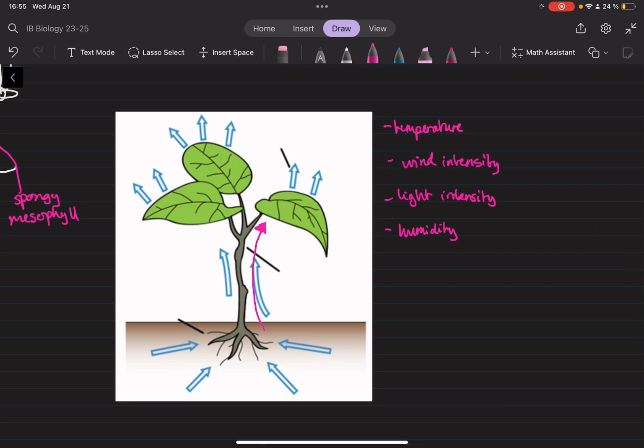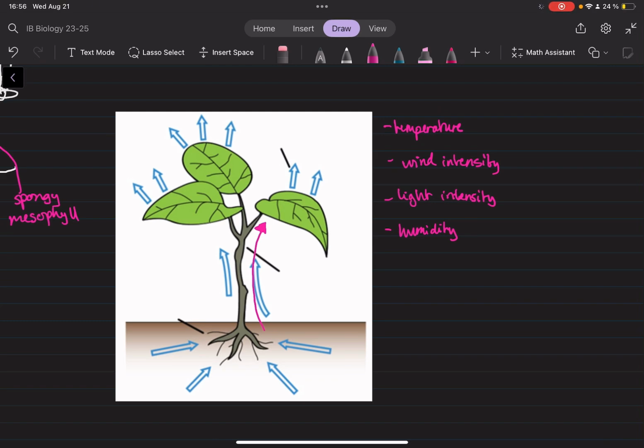Then wind intensity, as it increases, so does the rate of transpiration. And this is because wind will remove water vapor from the top of the leaf and from the surrounding area, so in the atmosphere. And it will therefore make the water concentration of the air around the leaf lower. And because of osmosis, water will diffuse out of the leaf.